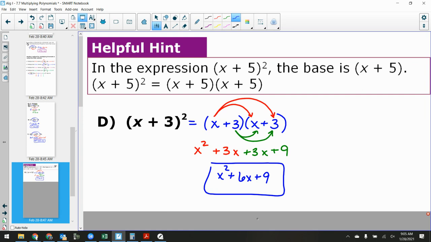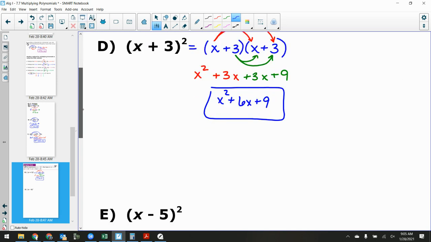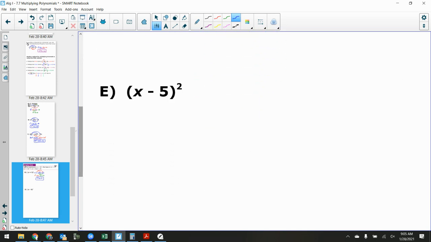Okay. Let's do another one of those. Let's do one with a minus sign now. Please, please, please don't just say x squared plus 25. It doesn't work like that. You can't just square both terms in the middle. You must multiply with two binomials. That means I've got x minus 5 times x minus 5.